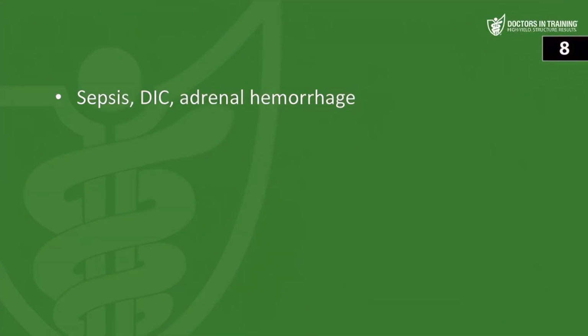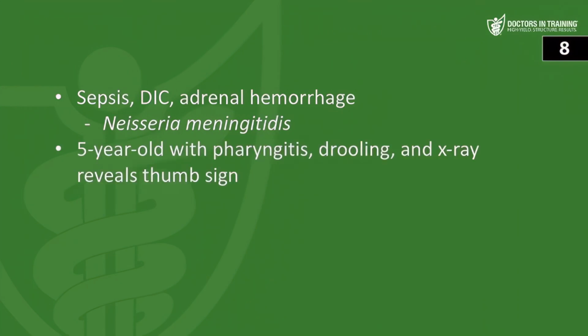What gram-negative organism matches these following descriptions? Sepsis, DIC, and adrenal hemorrhage. This is Waterhouse-Friderichsen syndrome of Neisseria meningitidis sepsis. 5-year-old with pharyngitis, drooling, and x-ray revealing a thumb sign. This is classic epiglottitis of Haemophilus influenza type B, which again we don't see much of anymore thanks to the Haemophilus influenza type B vaccine.